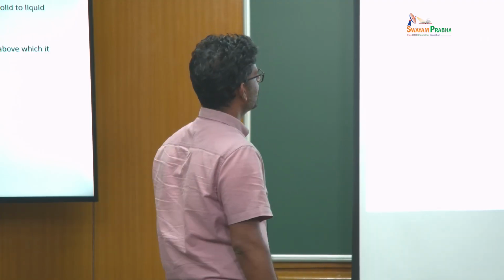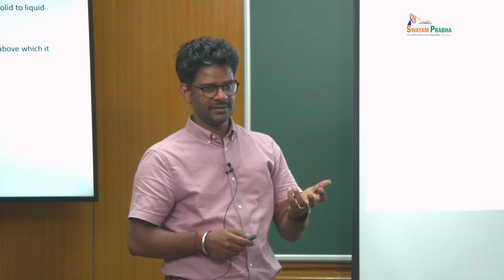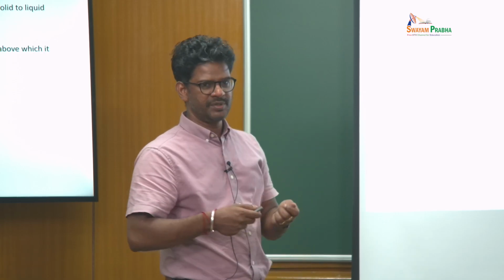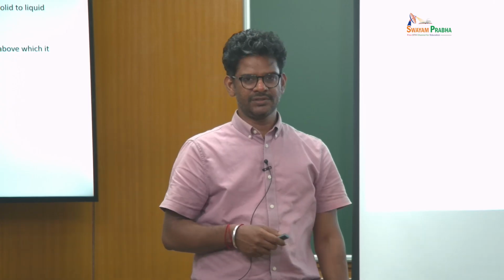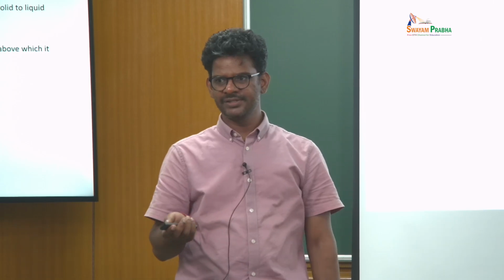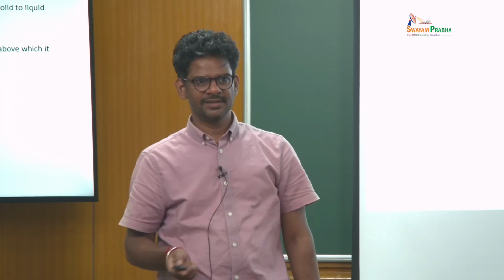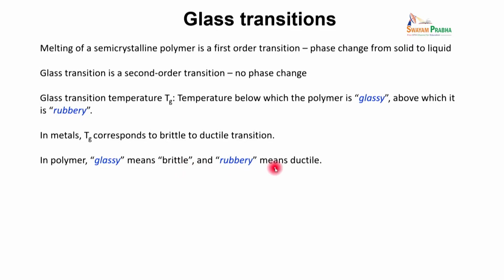So this glass transition is a temperature. Below that temperature, the polymer will be glassy, very brittle, hard. Above that, it will become rubbery, which means it's flexible and soft. This is one of the important properties for a polymer. And in metals, we also have something called Tg that demarks the brittle to ductile transition. In a regular metal, atomic metals, we have this brittle to ductile transition, but in a polymer, glassy means brittle and rubbery means ductile.